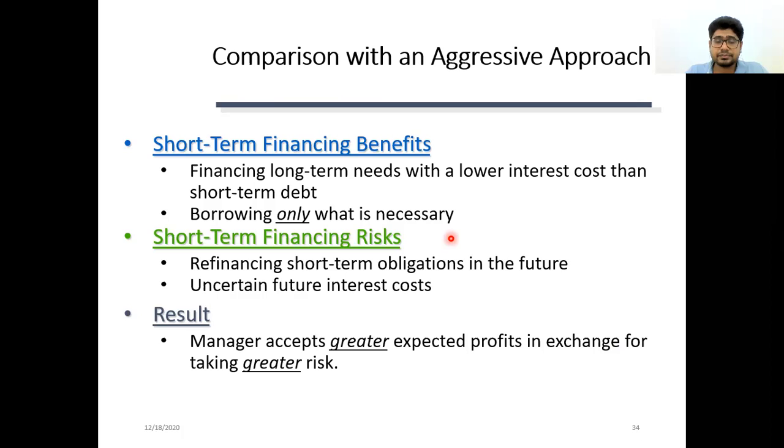And the risk: refinancing short-term obligations in the future. All the time we have to settle the credit, settle the payment. And there is uncertain future interest cost. If the interest rate increases in the short term, it will be another burden on the managers. And the result is managers accept greater expected profit in exchange for taking greater risk. All the time there is a rush, right?